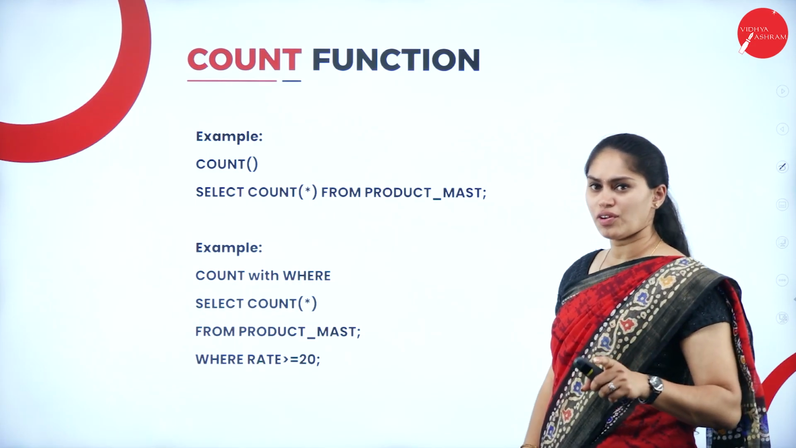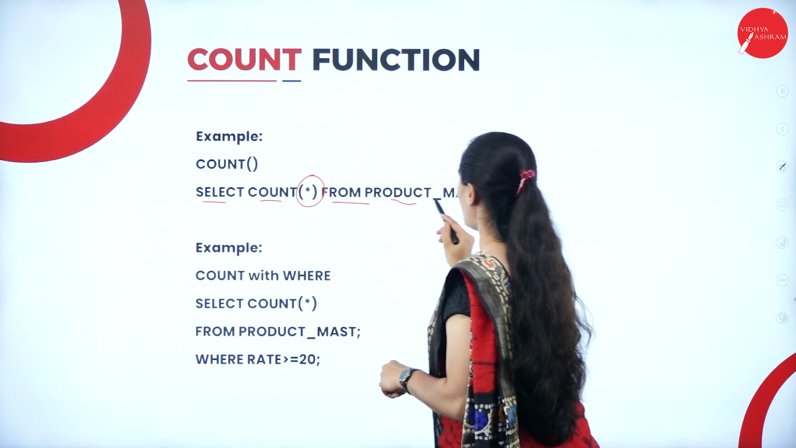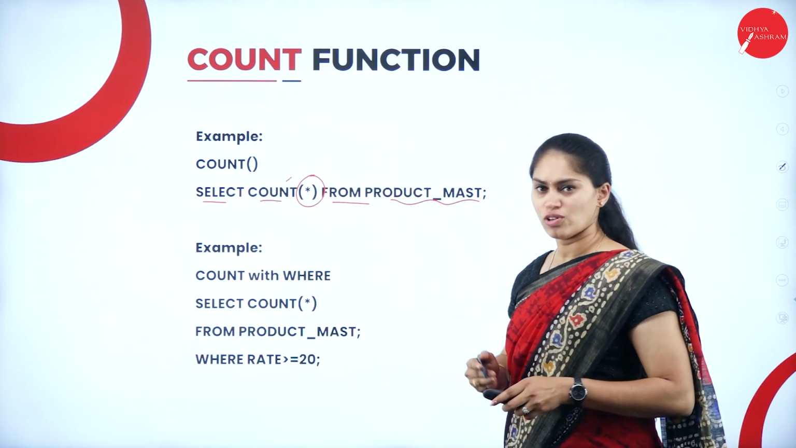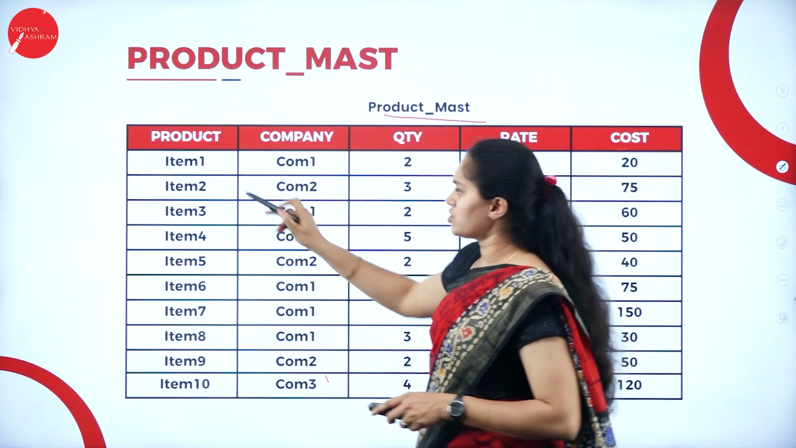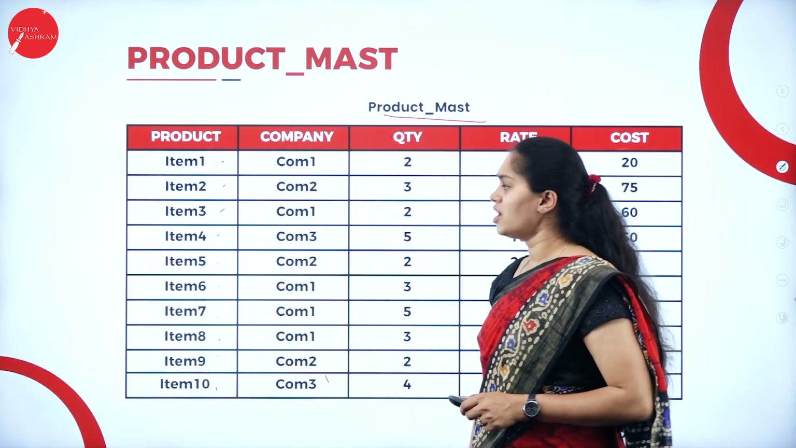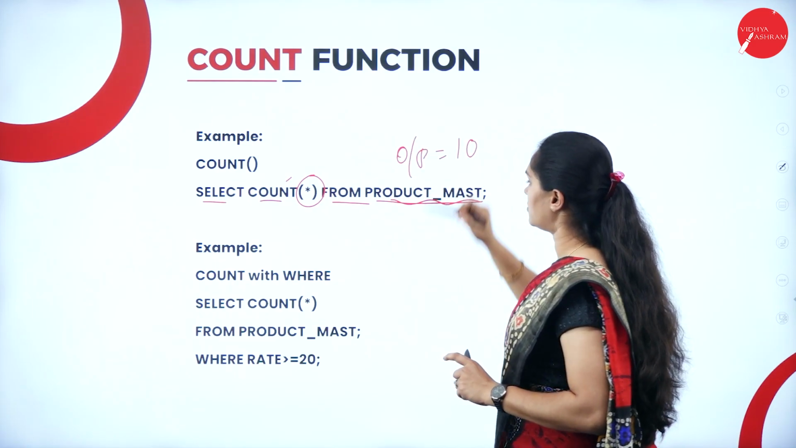So in the count function, how will it be used? Select count star from product master. So we are counting the number of rows from the product master table. So how many rows do we have? 1, 2, 3, 4, 5, 6, 7, 8, 9, 10. So what will it return? The output will be 10, right?